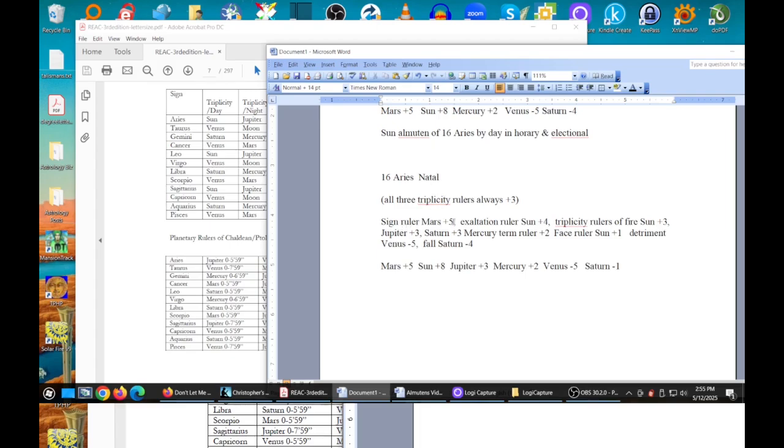Sign ruler is Mars, +5. Exaltation ruler is Sun, +4, just like before. And here's the difference. Triplicity ruler of fire, there's 3 of them. So Sun is +3, Jupiter is +3, and Saturn is +3. Okay. Otherwise, it's the same.